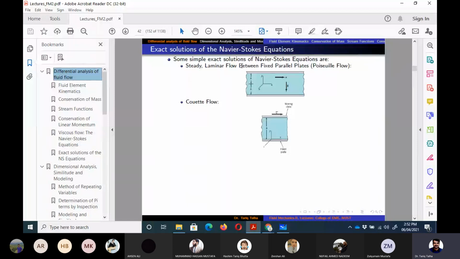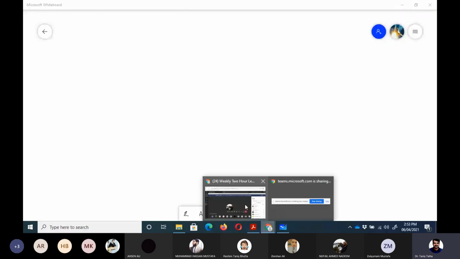The situations in which we can obtain the exact solution for the velocity are like steady laminar flow between fixed parallel plates, which we call Poiseuille flow. Then we have steady laminar flow between parallel plates in which one plate is stationary, which is the bottom plate, and one plate is moving. That is called Couette flow. Similar solutions can be found for flow through pipes or flow through an annulus, which is the space between two concentric pipes. I hope that the rest of the class has joined.